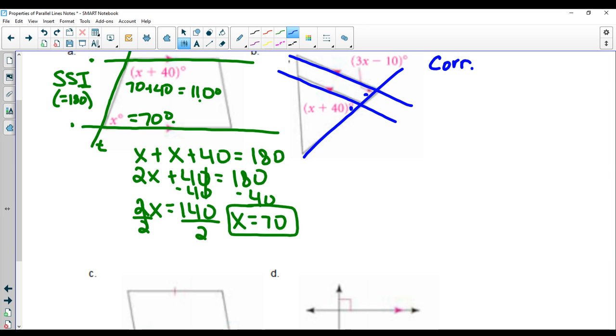How do you know that, Mr. T? Well, it looks to me like 3x minus 10 is in this bottom left corner on the top neighborhood, and then x plus 40 is also on the bottom left of the lower neighborhood. So it looks like we've got corresponding angles going on here. What's the relationship between correspondings? They're congruent, which means they're exactly the same. So we're going to take our two expressions and set them equal to each other. I'm going to move this x over here.